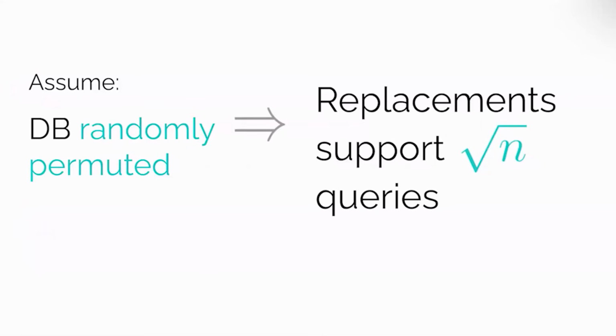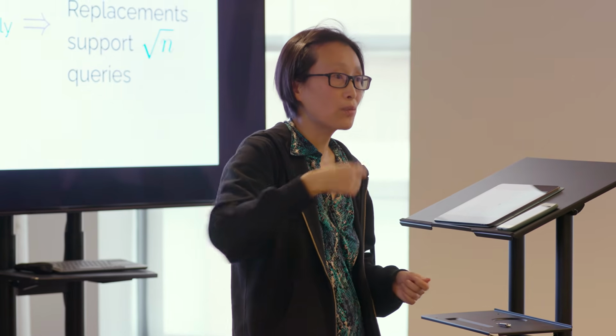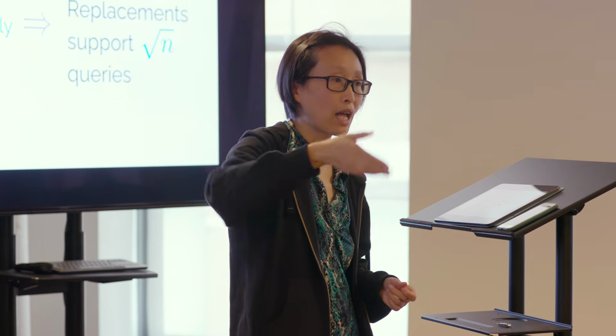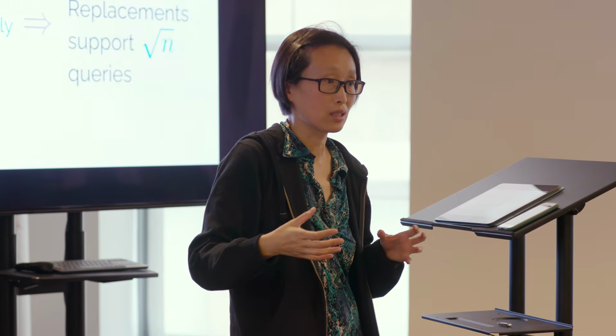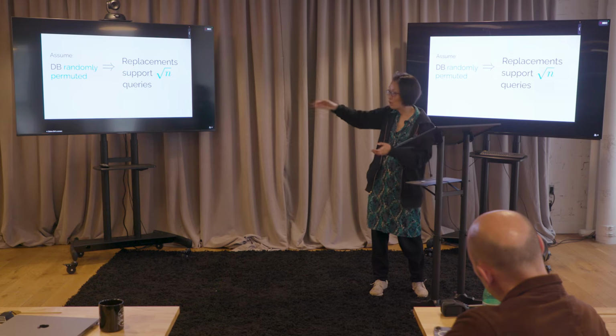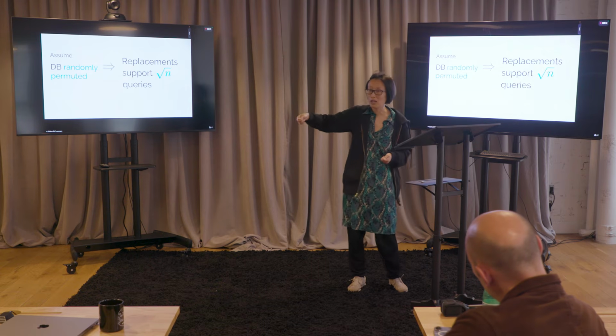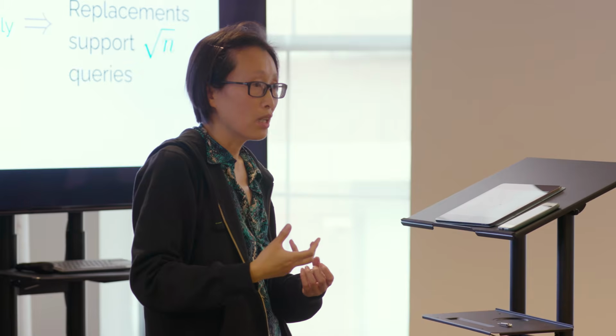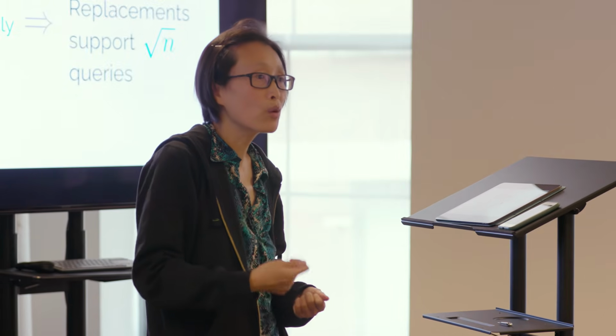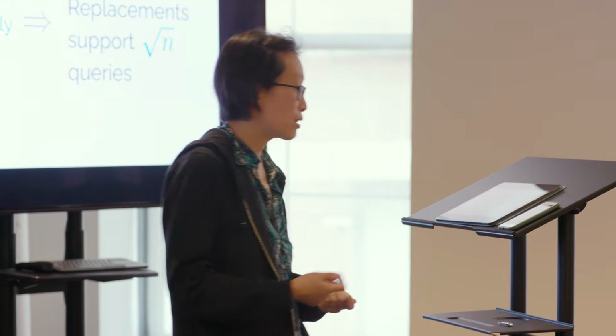There's just one last thing I want to mention. The scheme so far supports only square root n queries. So let's assume the database has been randomly permuted, so every time I query a distinct index, it's going to land in a different chunk. And I've said I prepare polylog replacement entries per chunk. So after I throw these square root n queries into square root n chunks, with extremely high probability, I will not run out of replacement entries. But if I make more queries, I may eventually run out of replacement entries.